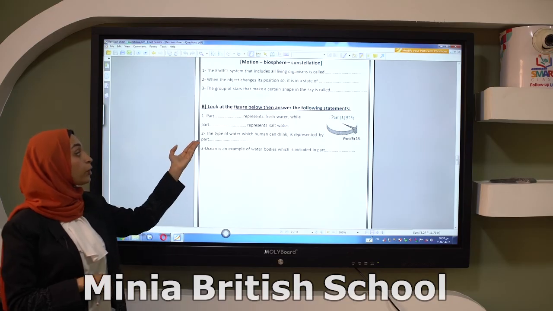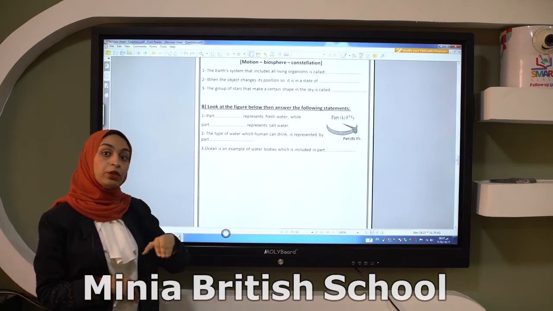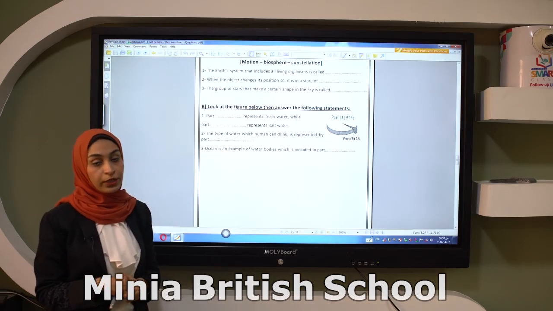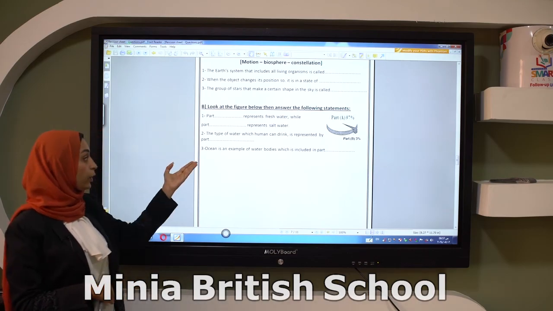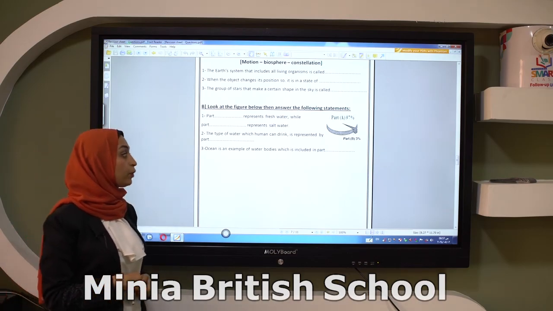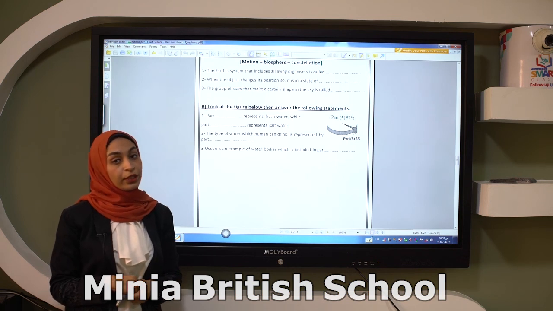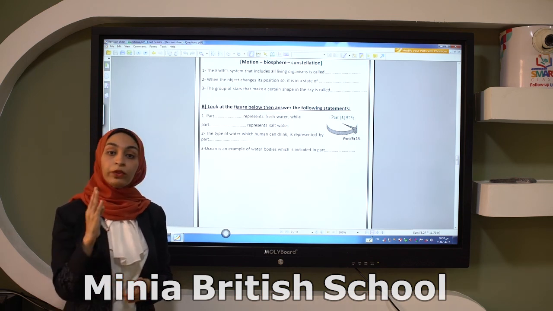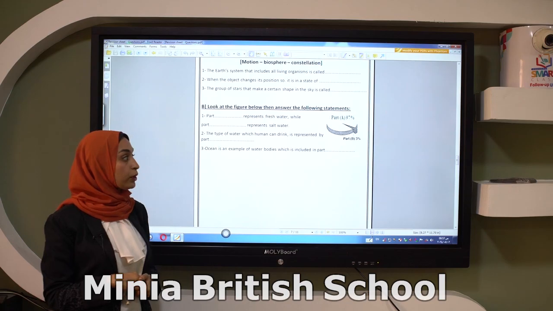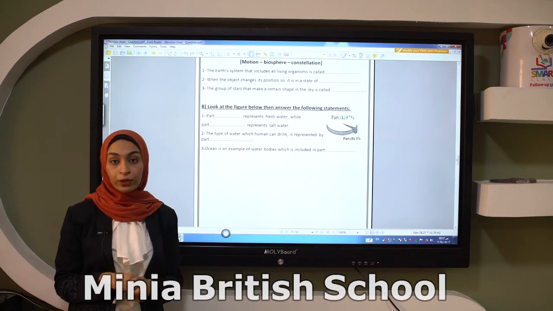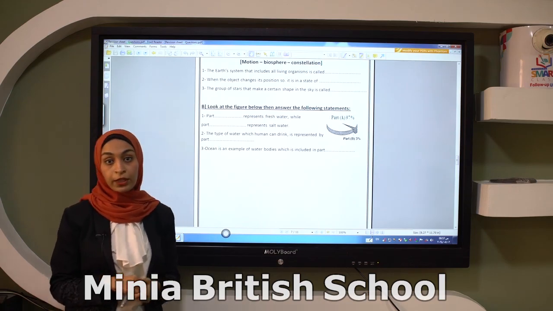And number 2, the type of water which a human can drink, of course, part B, which is the fresh water. And number 3, ocean is an example of water bodies which is included in which part? Very good, grade 5, in part A, because it's salty water and the ocean always contains salty water.